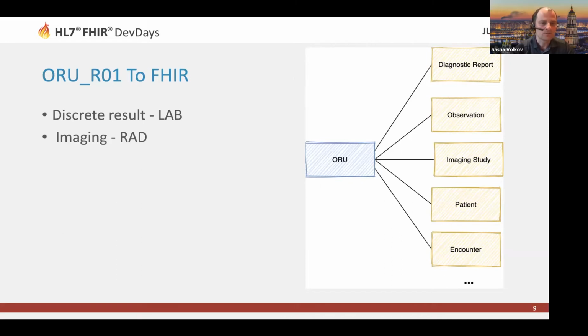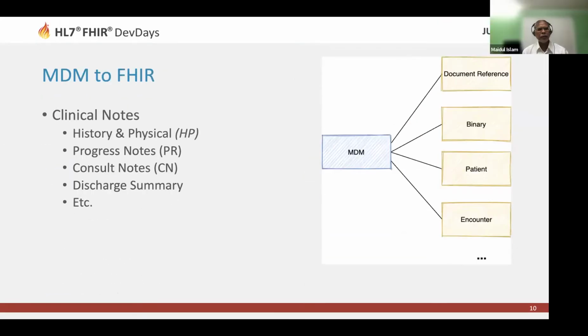What about clinical notes? Yeah, I was trying to find that in the FHIR specifications as well as that existing IG mapping for the V2 to FHIR, but I couldn't find it. However, I spent time looking into MDM. MDM is nothing but clinical notes, right? It could have a history and physical, progress note, consultation, or a discharge summary. And I was trying to map that.